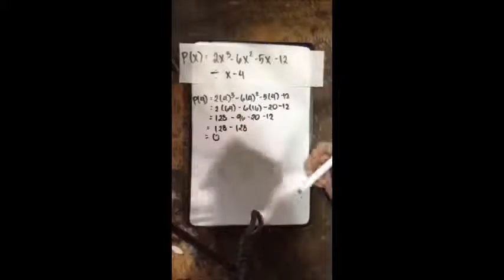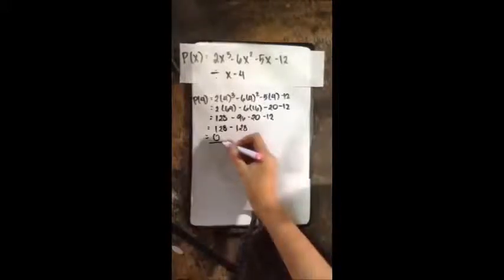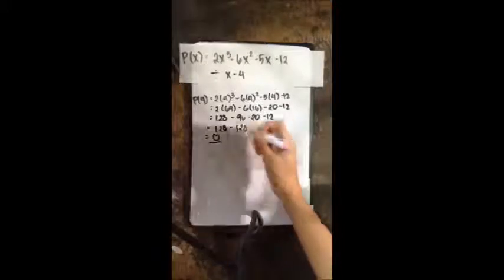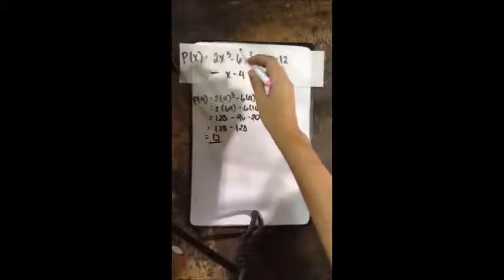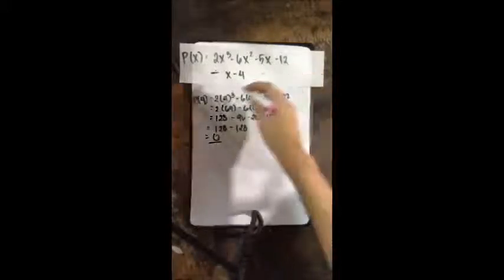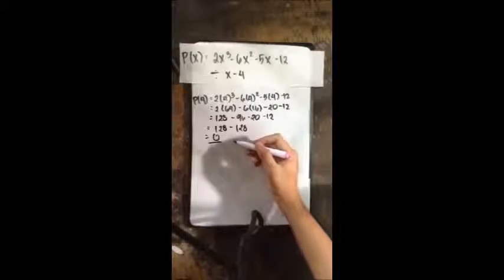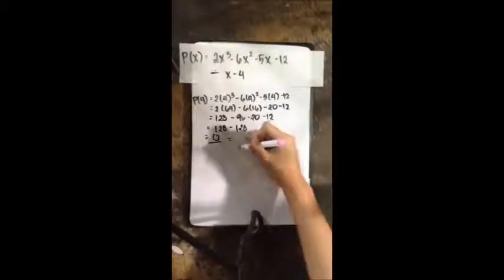Like what the theorem said, x minus r is a factor of polynomial p(x) if and only if p(r) is 0. So the remainder of 2x cubed minus 6x squared minus 5x minus 12 divided by x minus 4 is 0, which means it's factorable.